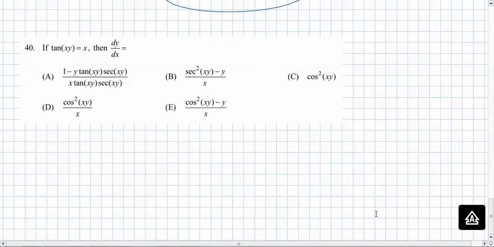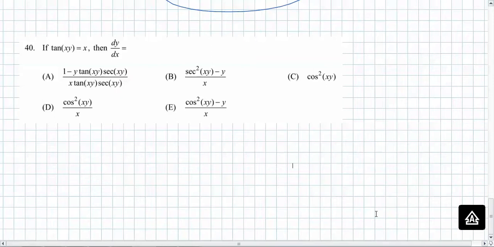Here we go. On this one, it's asking you to find dy dx. Is this a function as written, do you think? Really doesn't look like it. You've got an x times a y inside the tangent function and an x on the outside. Kind of complicated. So it's asking you to find the first derivative of y.